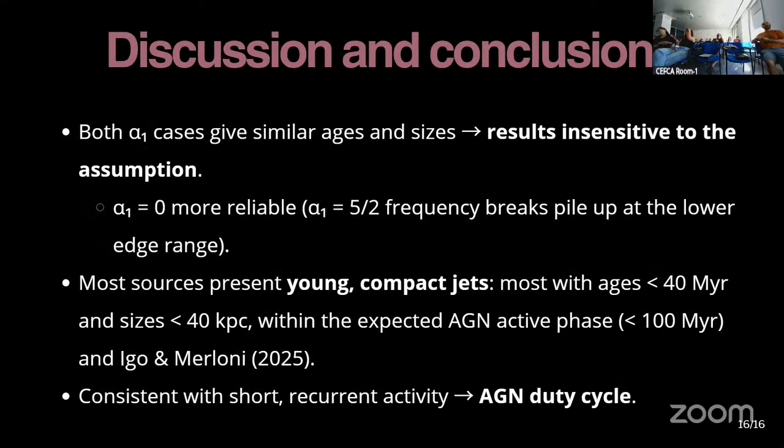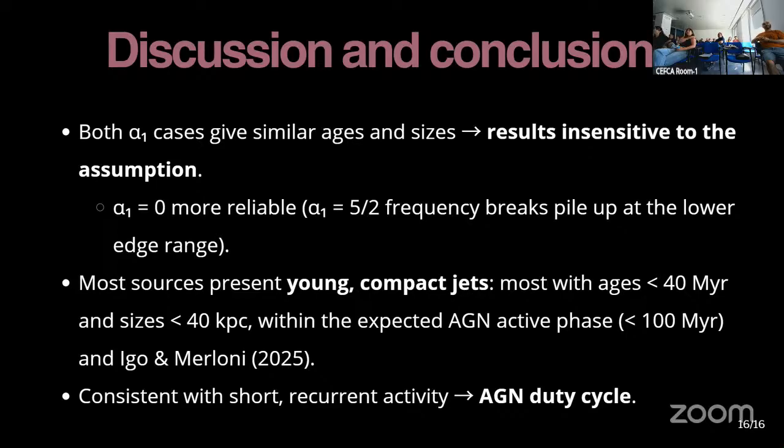So just to sum everything up, we studied two extreme cases for alpha 1, and they both gave similar age and size distributions. So the results don't really depend on this assumption. But if we had to choose one of them, I would go for alpha 1 equal to 0, because alpha 1 equal to 5/2 gave break frequencies that were piled up next to the loss frequency, which could be an artifact of the fitting process, and also this is more like a real case.